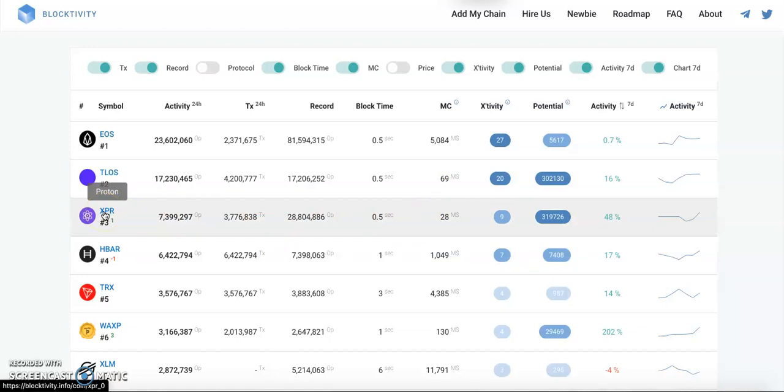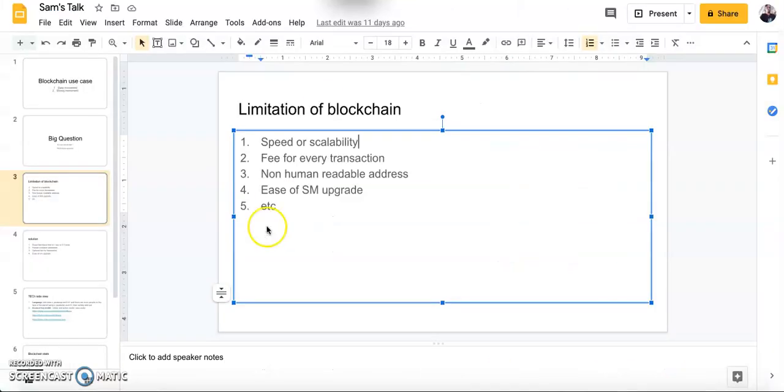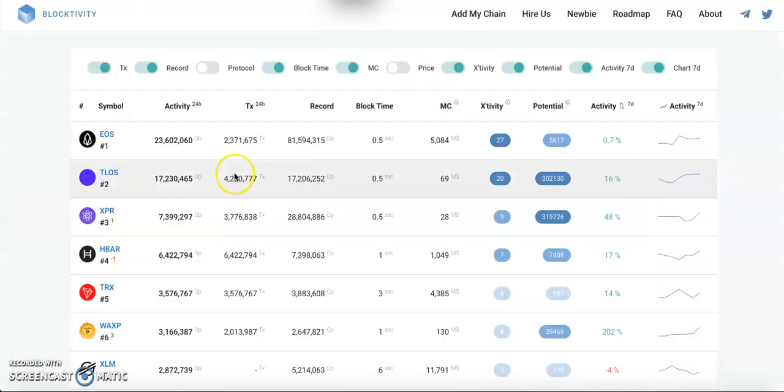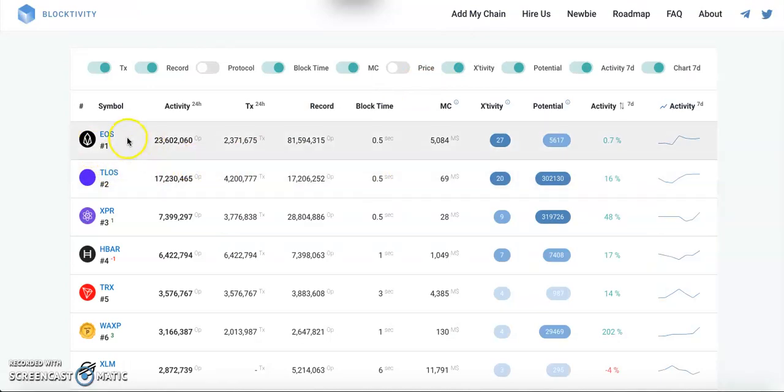But guess what? Proton chain has all these features I listed here. Where's my sheet? Yeah, it has all these features that I listed here: 1, 2, 3, 4. It is super fast. It doesn't have a compulsory fee for every transaction. It has human readable addresses. It's easy for you to operate smart contracts. Now let's go back to Blocktivity. Telos, the same thing. Telos has a block time of 0.5 seconds and has all those features. Now, EOS has a block time of 0.5 seconds and has all those features.